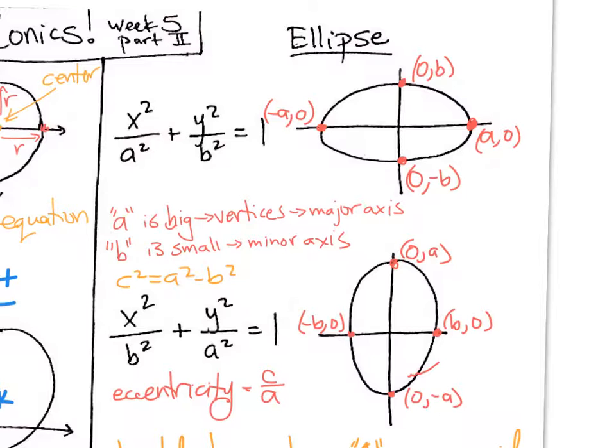Maybe we should write that. Vertex, vertex. And for this other ellipse, these would be the vertices. Vertex, vertex. b is the smaller number, and that provides the minor axis. So major axis, minor axis, minor axis. You might want to label those.